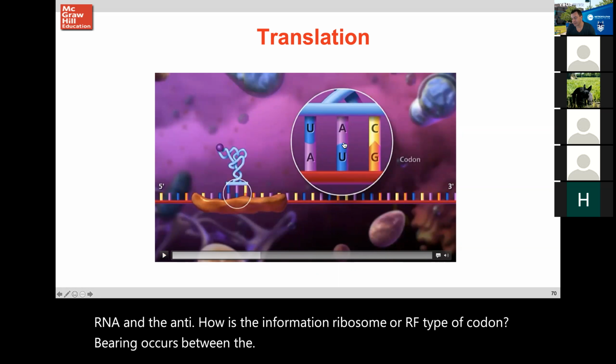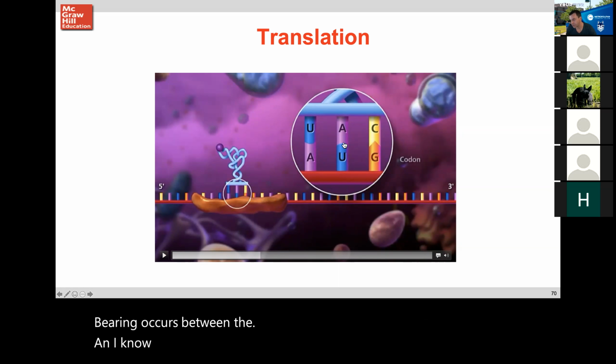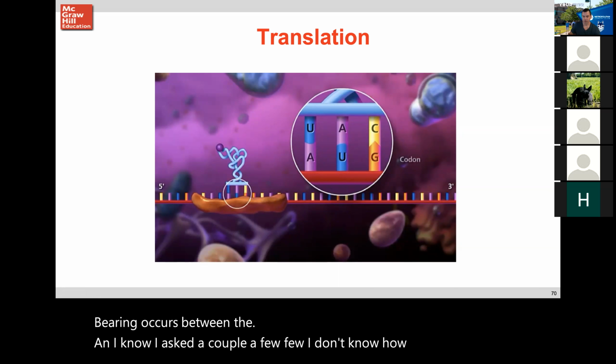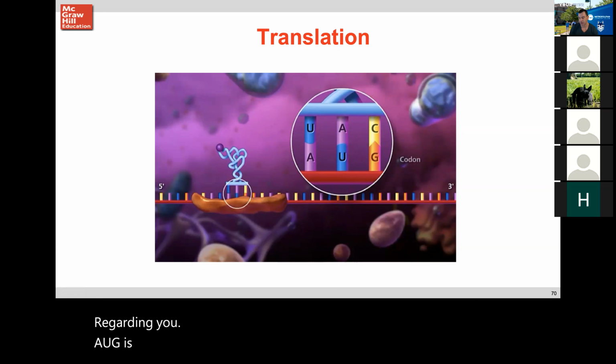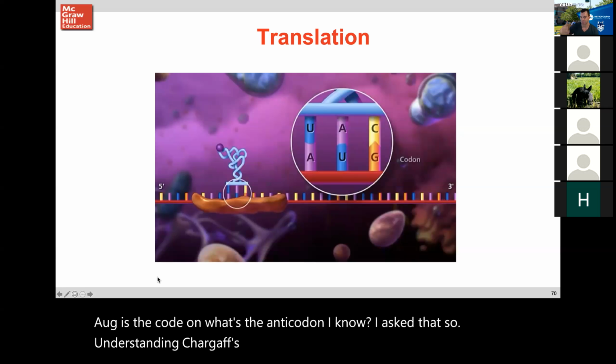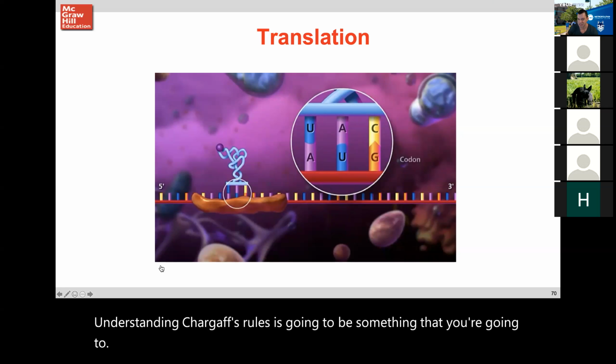And I know I've asked some questions on the exam regarding, AUG is the codon, what's the anticodon? Okay, I know I asked that. So understanding Chargaff's rules is something that you're potentially going to put into action.